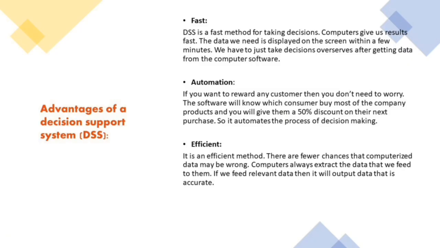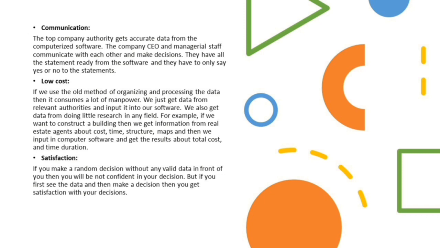So now I will talk about the advantages of DSS. First, it's fast, as computers give us results fast and data is displayed on the screen within a few minutes. Second, automation, as it automates simple managerial decisions, allowing your staff to concentrate on higher-level tasks. Third, efficient. If the data fed into the system is relevant and accurate, the output data will be accurate. Fourth, communication, as top management get accurate data and communicate with each other clearly and make effective decisions.